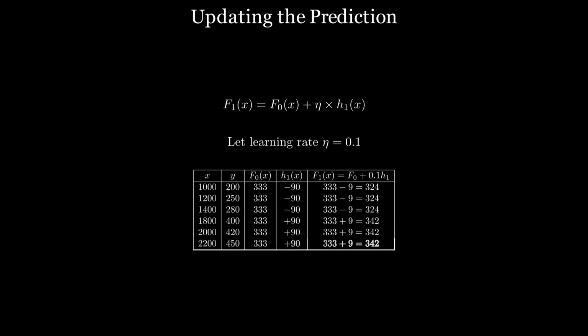Now, we update our predictions. The new model, F1, is the old model, F0, plus a small fraction of the new tree's prediction. This fraction is called the learning rate, eta. A learning rate prevents us from overcorrecting. A common value is 0.1. So, we add 10% of our tree's correction to the previous prediction. Let's calculate the new predictions and the new residuals.